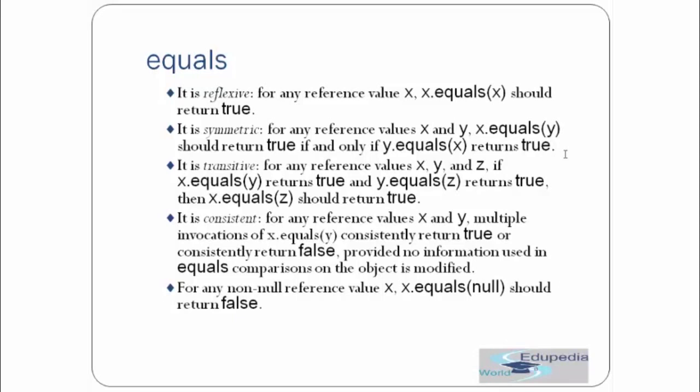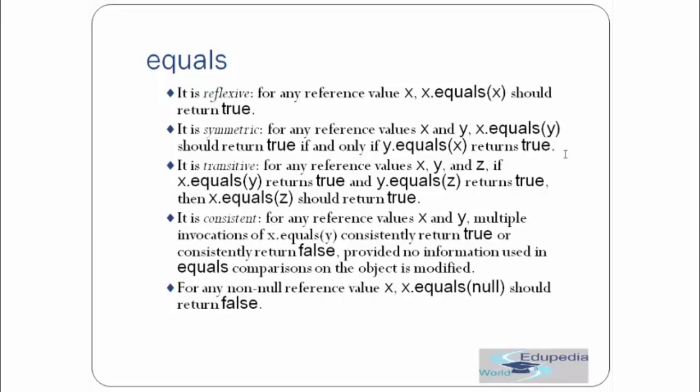Now it is also transitive. That means for any reference values x, y, and z, if x equals y returns true and y equals z returns true, then x equals z should return true. So you see, this is a transitive property.